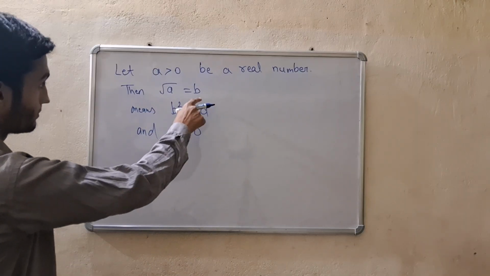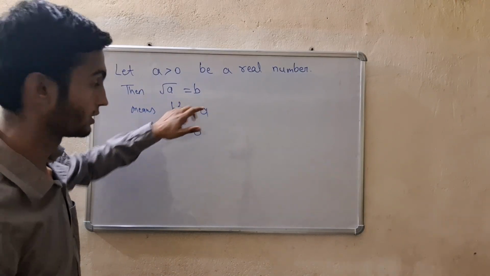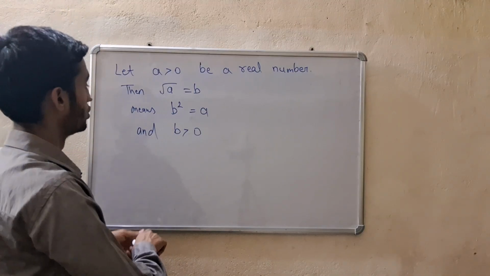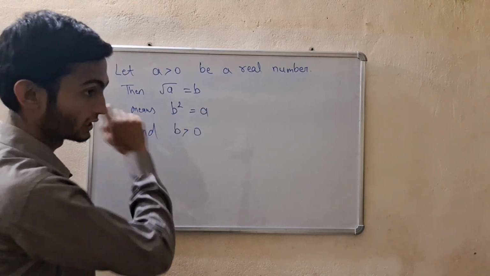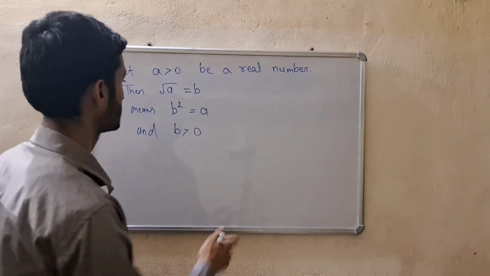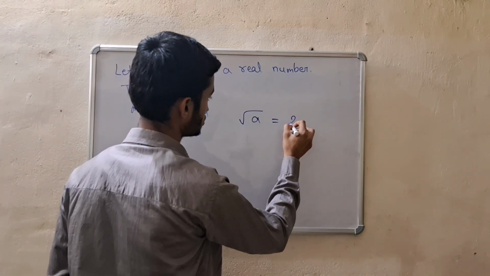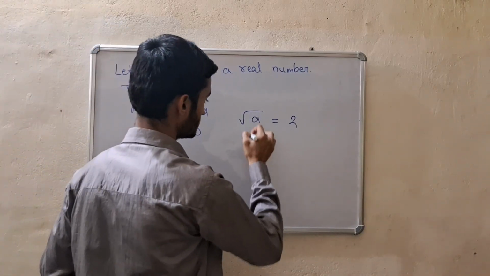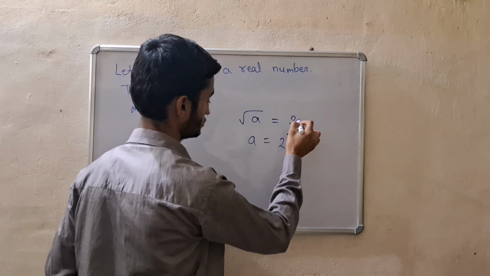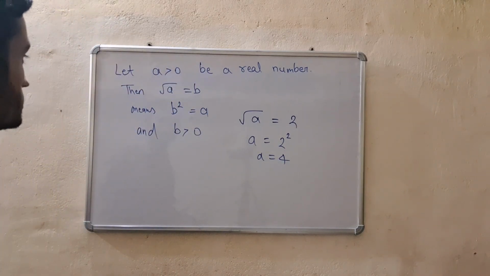Then square root of a equals b means that square root of a is some number whose square gives you a again. Let's say square root of a is 2, then this a is the square of 2. That's what it means.